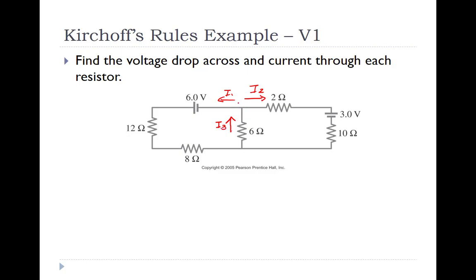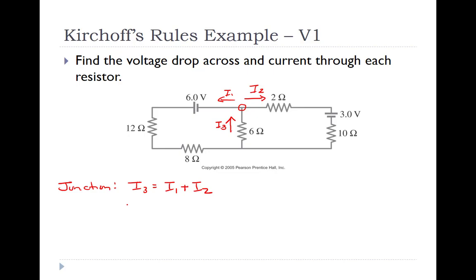So what does this mean? It means that I1 flows through the 6 volt battery, through the 12 ohm resistor, through the 8 ohm resistor. At this junction, if I go up, I switch to I3. If I keep going straight, I'm now into I2. And I2 will go through the 10 ohm, the 3 volt, and the 2 ohm, obviously in the other direction based on my arrows. If I look at this junction, I have I3 coming into the junction. I have I1 and I2 leaving it. So my junction rule gives me that I3 equals I1 plus I2.